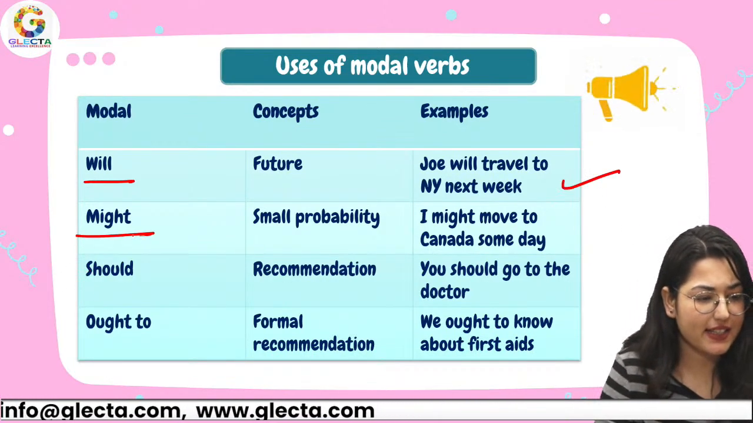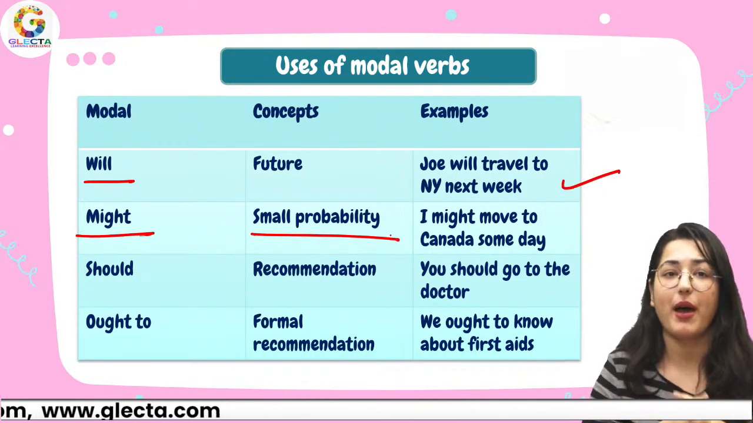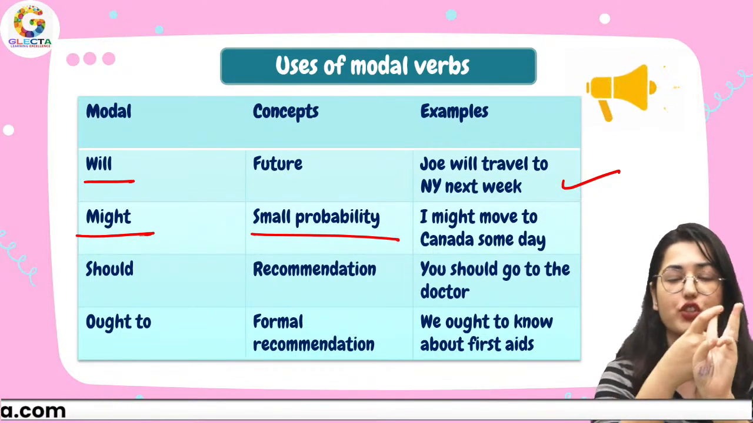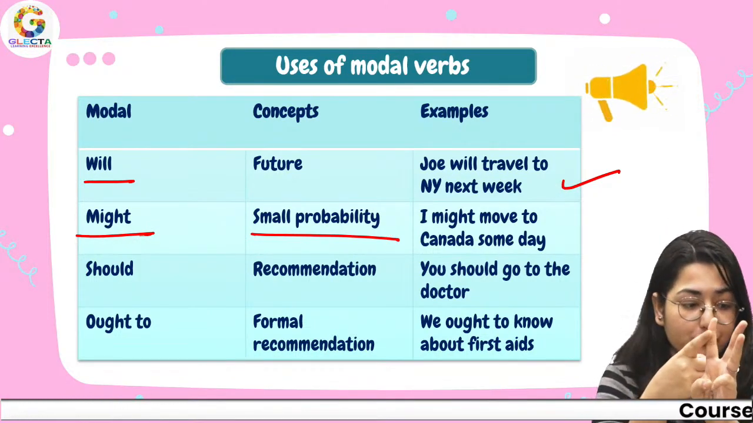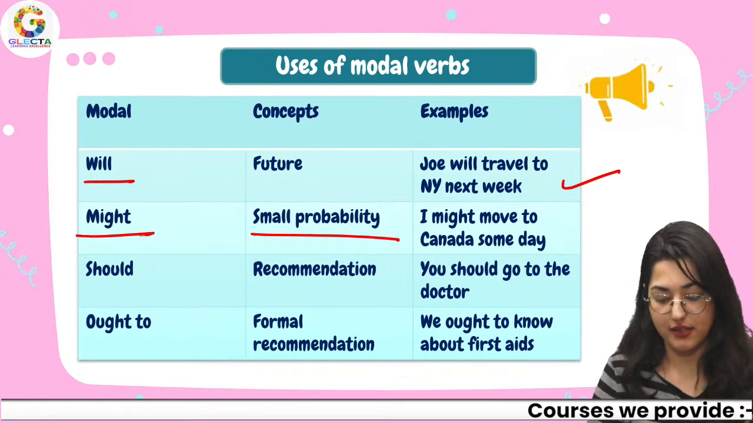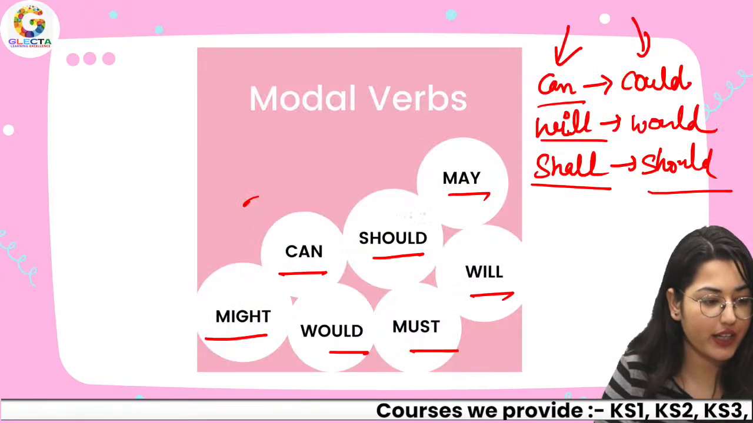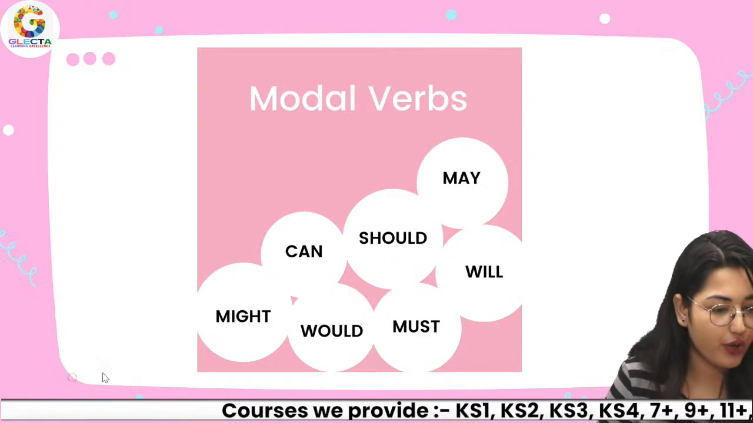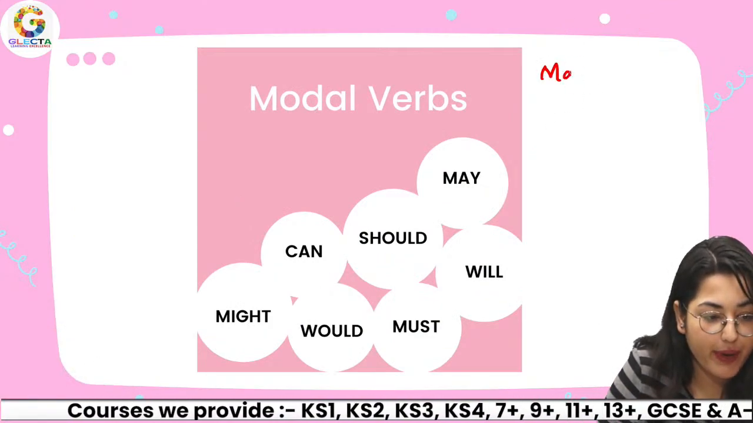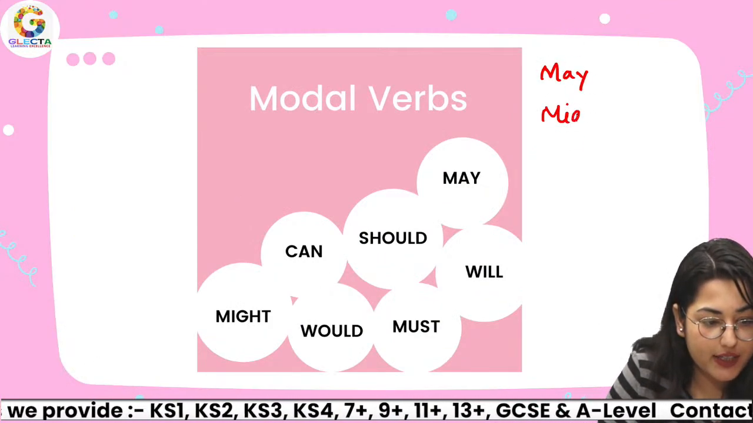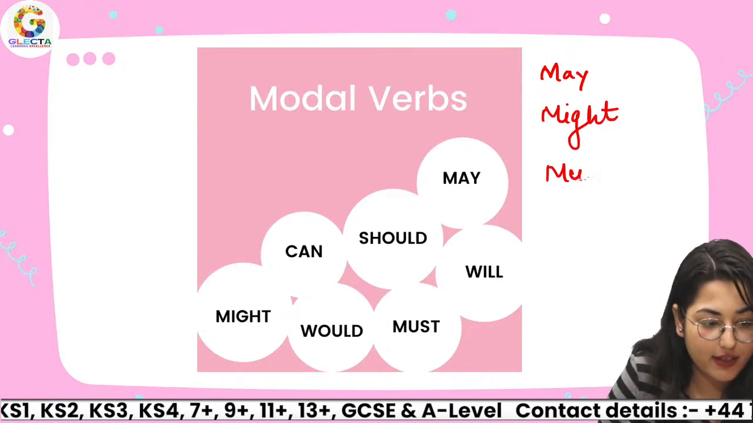Next is might. Might is for small probability. You know, there is a family of three: may, might, and must. Try to quickly write this down in your notebook. There are may, might, must.